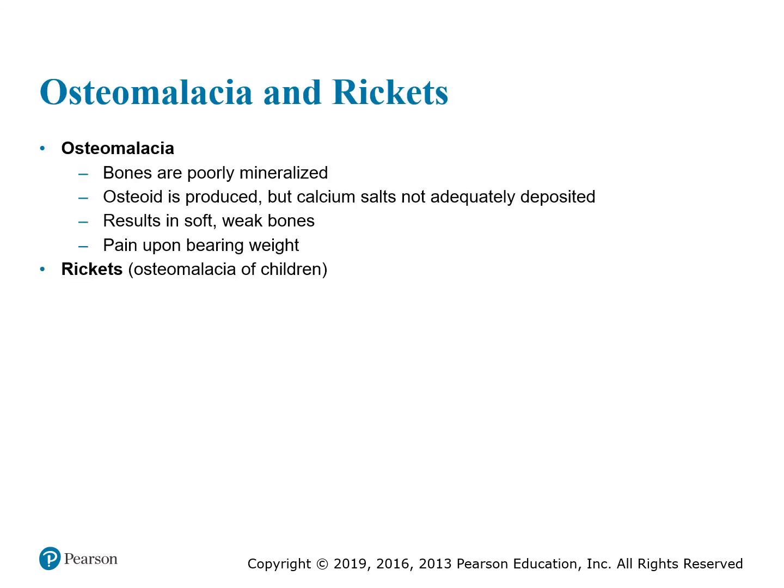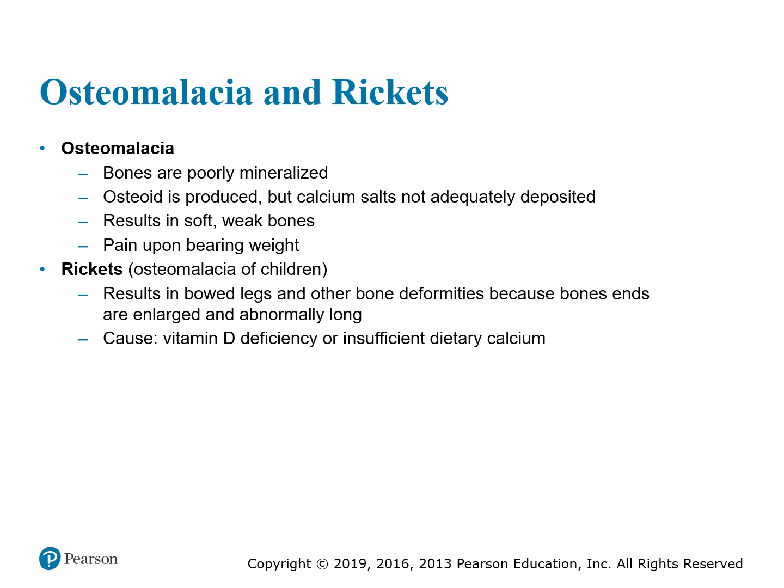So first up, osteomalacia occurs when bones are poorly mineralized. And in this case, osteoid, so the bone matrix, gets produced, but without enough calcium, you don't get the deposition of calcium salts. And this results in bones that are softer and weaker, and you can have some pretty considerable pain upon bearing weight. If you see this in children, it's going to be called rickets. And unfortunately, this can result in permanently bowed legs and other bone deformities.